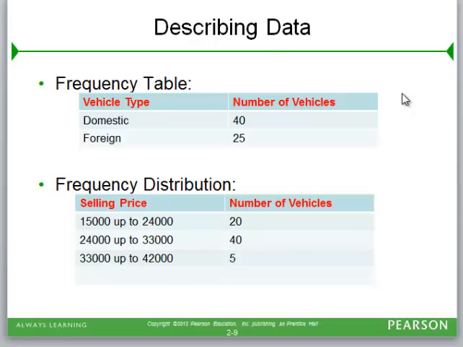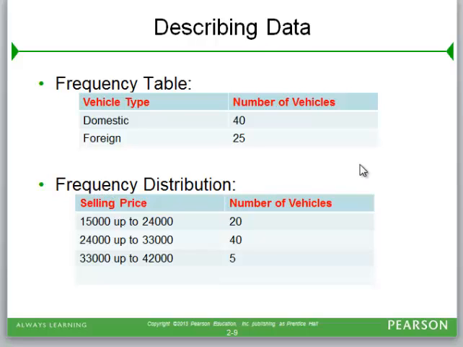Okay, Chapter 2. In Chapter 1, we learned some statistical terms and got to know the data. And in this chapter, we start to learn how to organize the data. We usually organize the qualitative data into a frequency table and organize the quantitative data using frequency distributions.